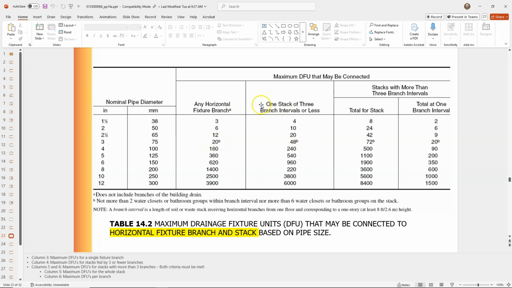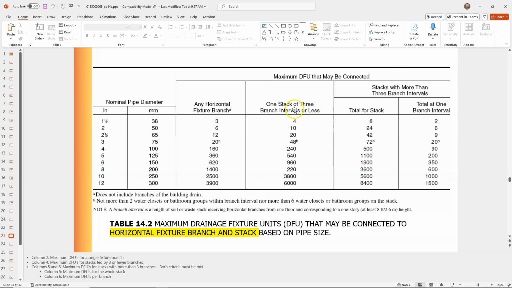And so we come over here, and this would be one stack of 3 branch intervals or less. So this column is going to be used if we only have up to 3 of these connected to that stack. So again, back to the example I gave, if we had 3 rated at 20 drainage fixture units each, that would be a total of 60. So we come over here and we find which one of these is going to be capable of handling 60 drainage fixture units. Unfortunately, there's a big jump between the 3-inch pipe and the 4-inch pipe, so we'd have to go down to the 4-inch in this case, because 48 isn't going to cut it if we have 60. So we'd have to come all the way down here for 240. We come across, and that would be a 4-inch stack that we would be able to use.